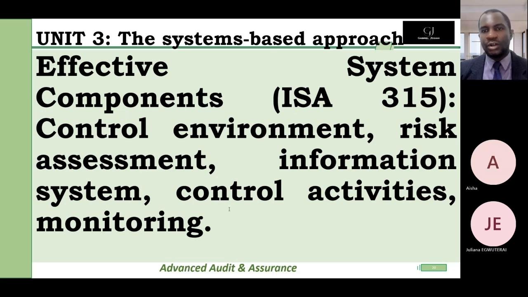Please take note of that. A question can come and they'll say, explain an effective internal control system based on the COSO framework. So please take note of that.